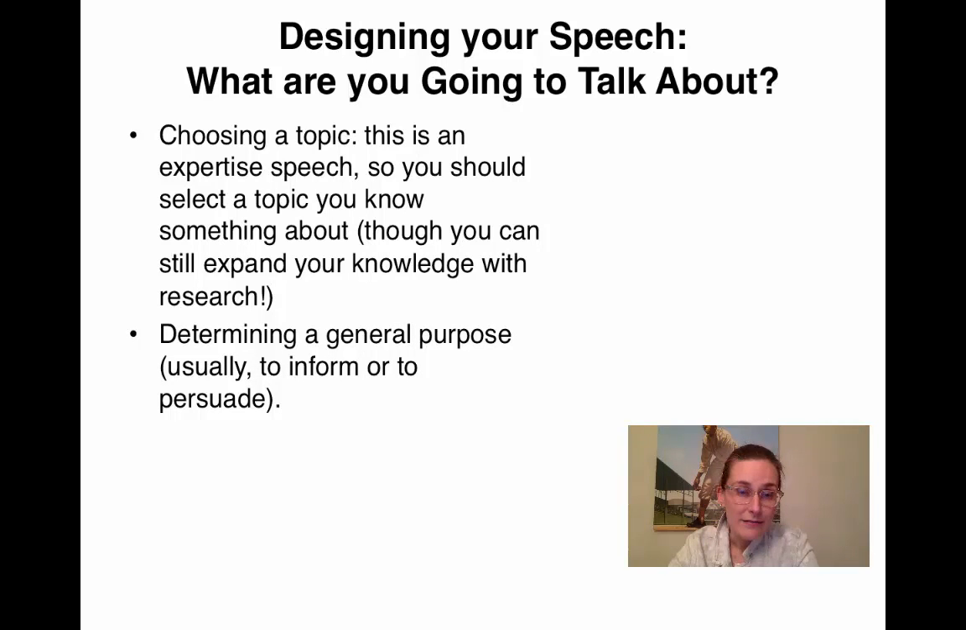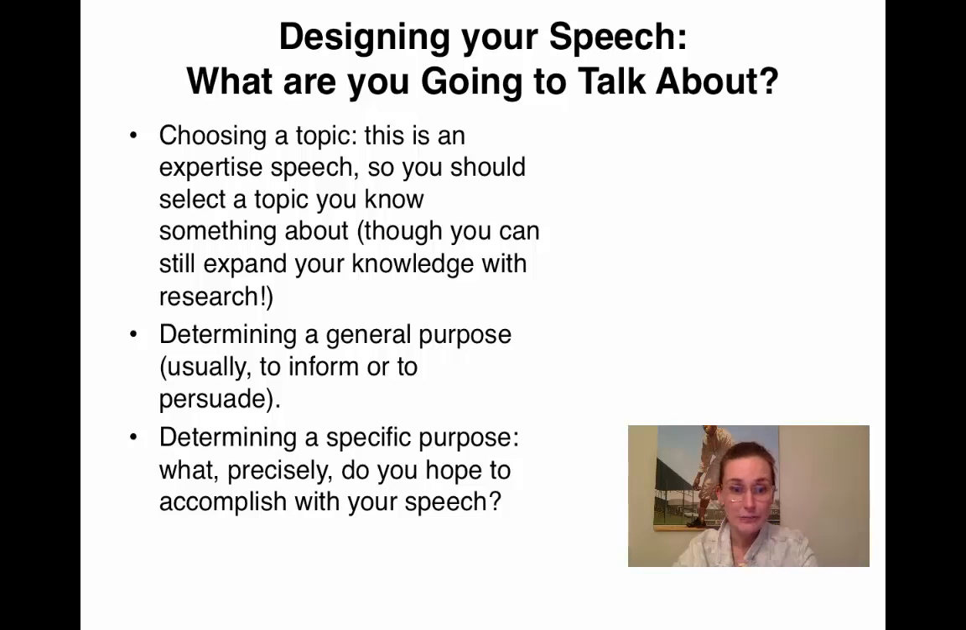The next step in figuring out what it is you're going to talk about is to determine a general purpose for the speech. Usually that purpose is to inform, which would mean to sort of act as a teacher, or to persuade, which would mean to instigate some kind of change. Now, of course, there could be overlap between these two purposes, but you want to keep that in mind as you're thinking about what your topic will be for the speech.